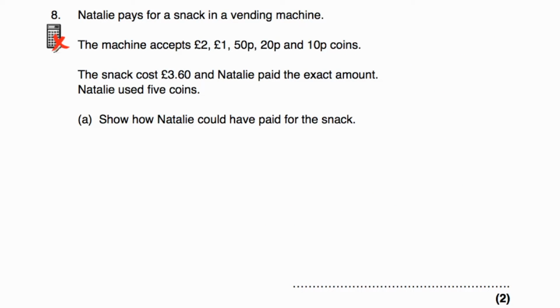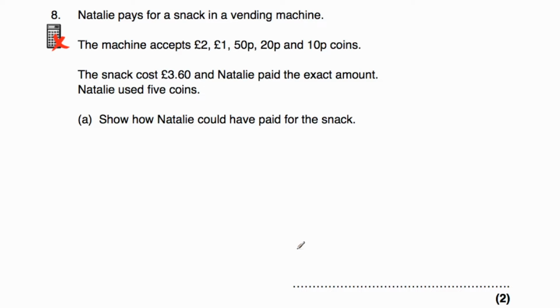Okay, let's have a look at our next question, question number 8. So question number 8 says, Natalie pays for a snack in a vending machine, and the machine accepts £2 coins, £1 coins, 50p coins, 20p coins, and 10p coins. It doesn't accept 5p, 2p, or 1p coins, and the snack costs £3.60, and Natalie paid the exact amount, and she paid using 5 coins. Show how Natalie could have paid for the snack. So we want to find a possible way where she could pay £3.60 using 5 coins.